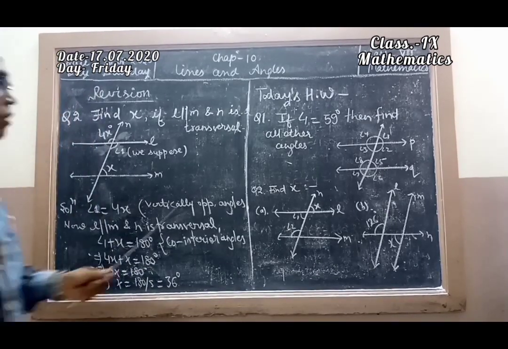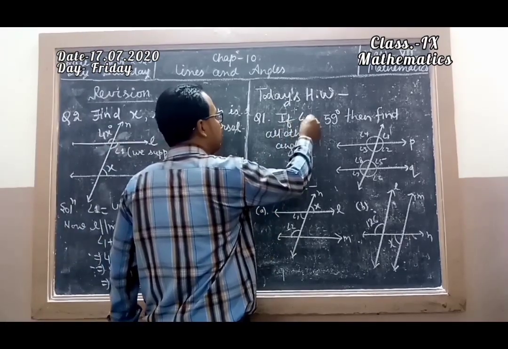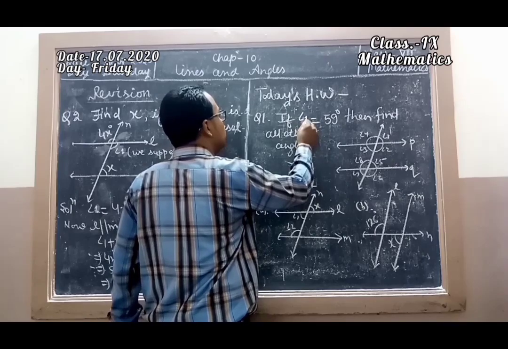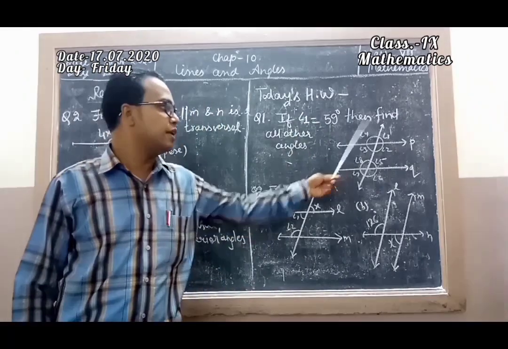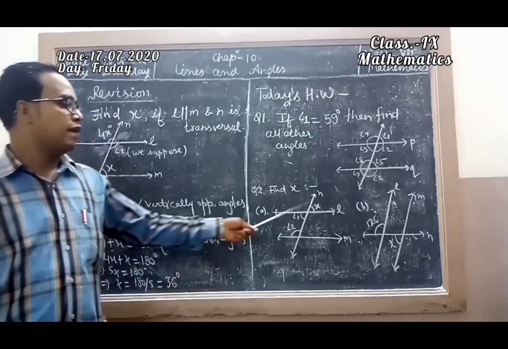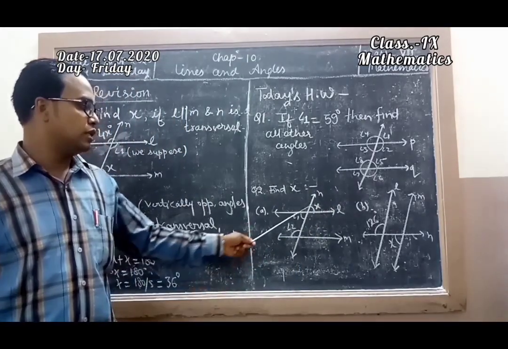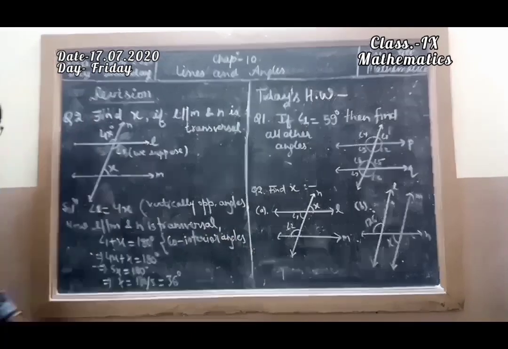Now students, today's homework. If angle 1 is equal to 59 degrees, then find all other angles. Angle 1 is given and you have to find all other angles. Then find x. L is parallel to M and N is the transversal. This is x, angle 1, angle 2. Then you have to find x.